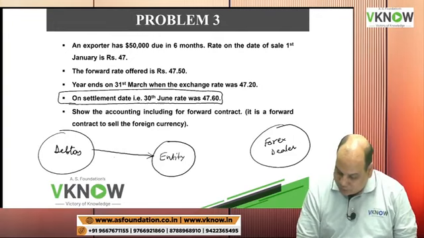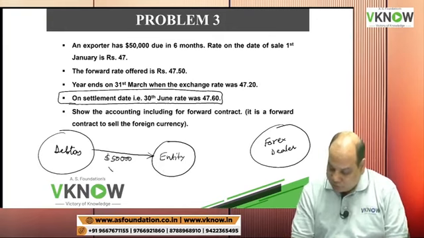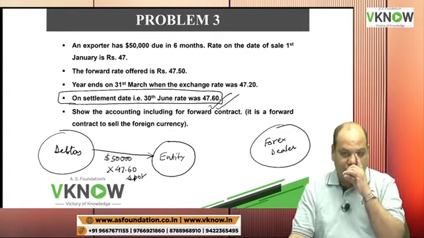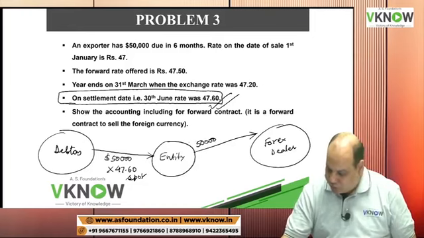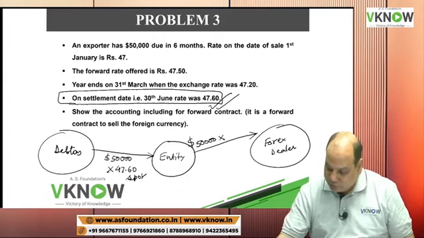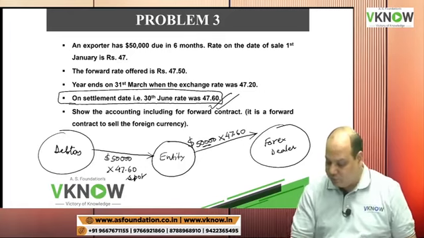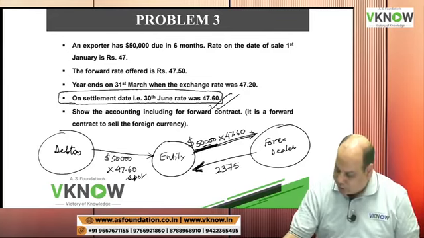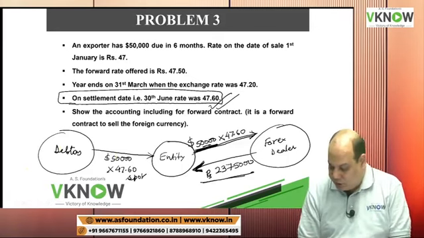So debtor will give me $50,000. So this I will convert at the spot rate today, which is 47.60. Then I have an obligation to pay $50,000 to forex dealer because it's in foreign currency. This will also be converted at 47.60. The moment I hand over $50,000, forex dealer will hand over me the contracted 23 lakh 75,000 rupees.